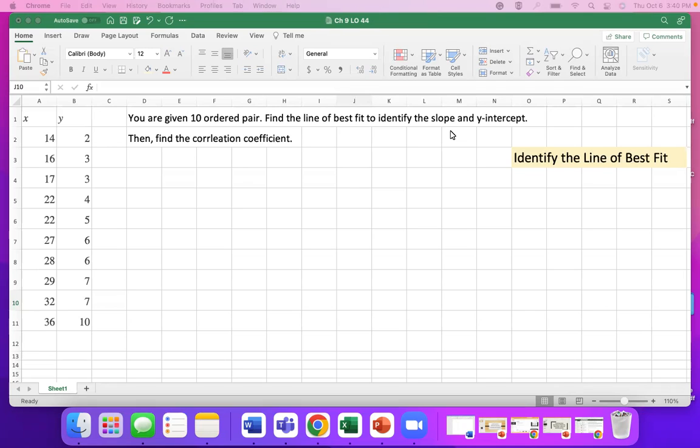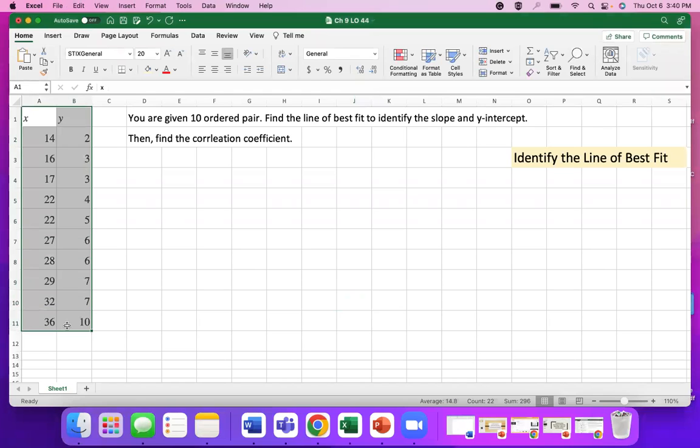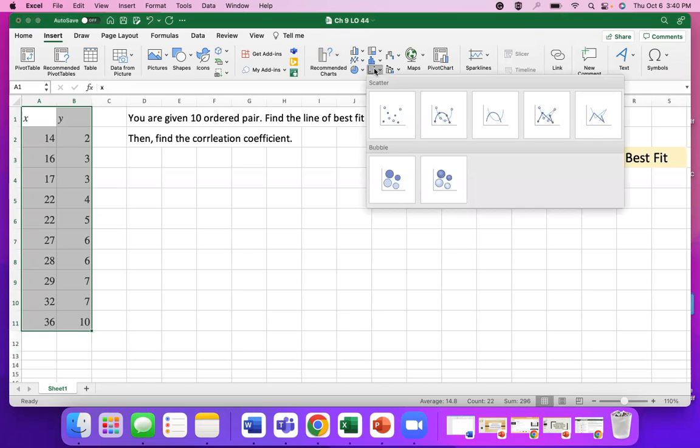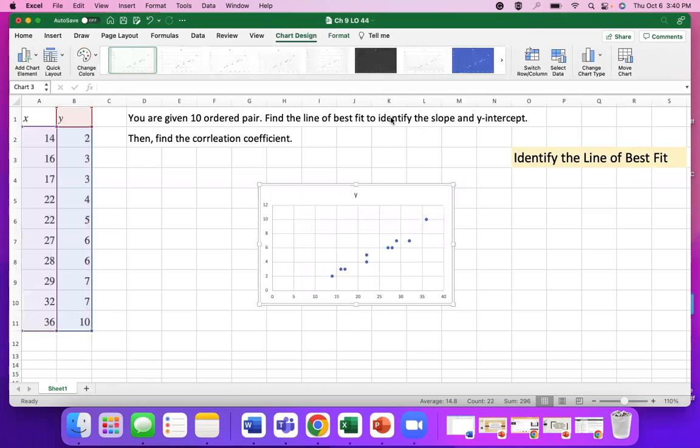All right, so we don't know what these ordered pairs represent, but that's okay. To find the line of best fit and to find the slope and y-intercept, the easiest way to do this is let's graph it. If I highlight my two pieces, I'm going to go up to Insert and then check out the charts. Now, the line of best fit is generally a regression line through a scatter plot, right? So I'm going to go into this XY scatter and just give me a scatter plot.